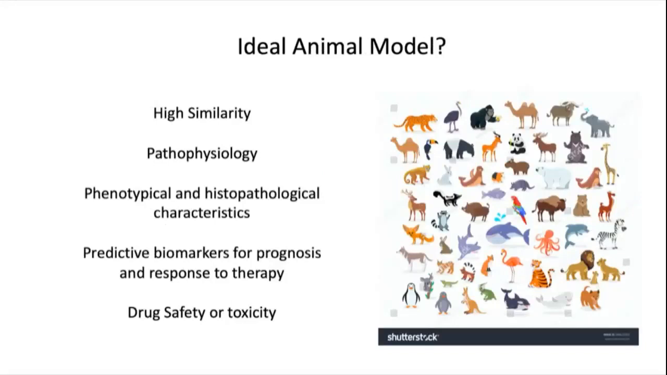What should be the characteristics of an ideal animal model? Obviously, the disease it represents should have high similarity to the human condition. Pathophysiologically, it should resemble the human disease. The phenotypical and histopathological characteristics should obviously be the same as those of humans. More importantly, we should also have predictive biomarkers for prognosis of disease, and the way the model responds to therapy should also translate to humans. It also should have use in safety and toxicity assessment. This is a very tall order, and many animal models will not fulfill all of this.